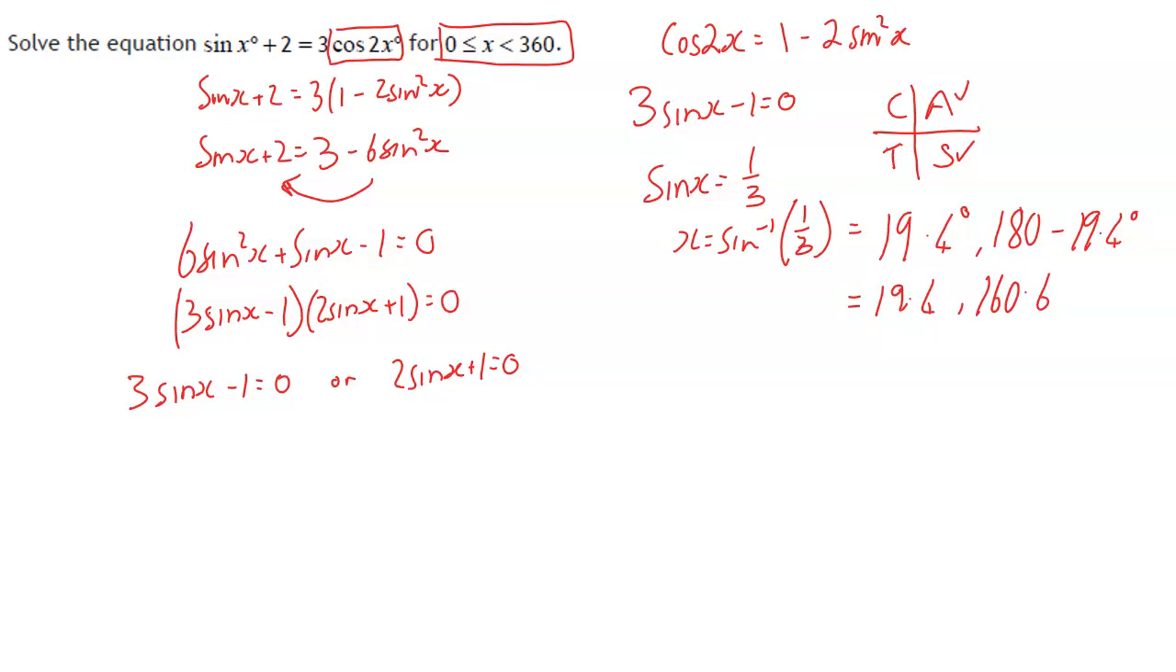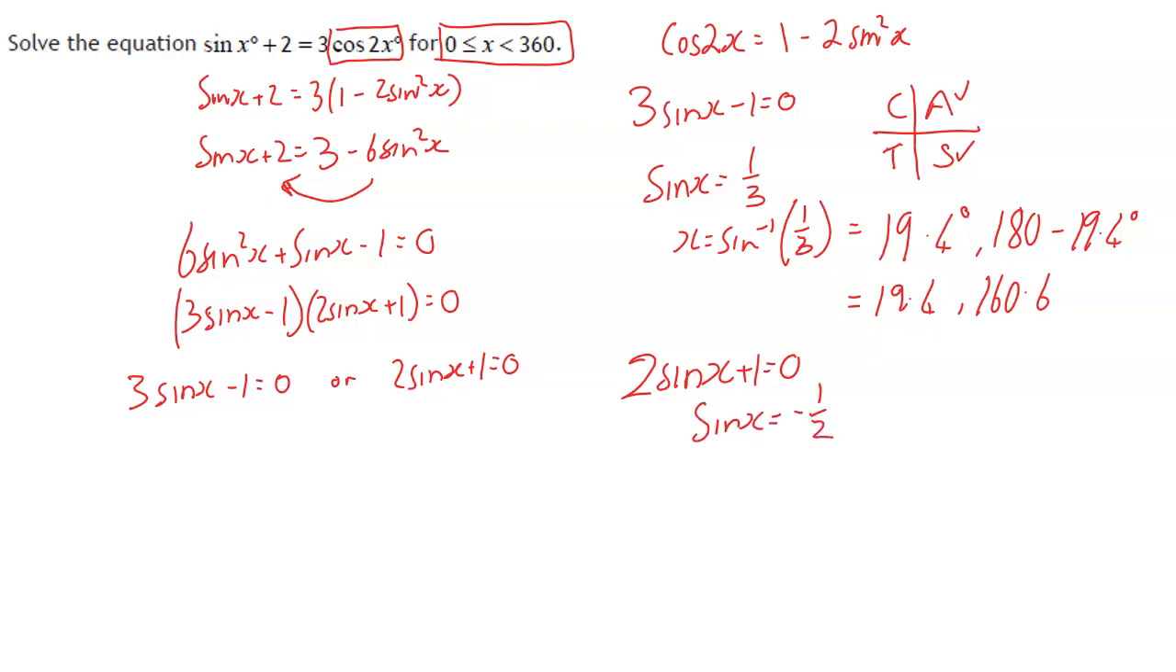So there's my two solutions that come through from having 3 sine x minus 1 equals 0. Now I'm going to get two other solutions if I use 2 sine x plus 1 equals 0. So let's solve it and get that. So I get 2 sine x plus 1 equal to 0. So for this one, sine x is equal to negative a half.